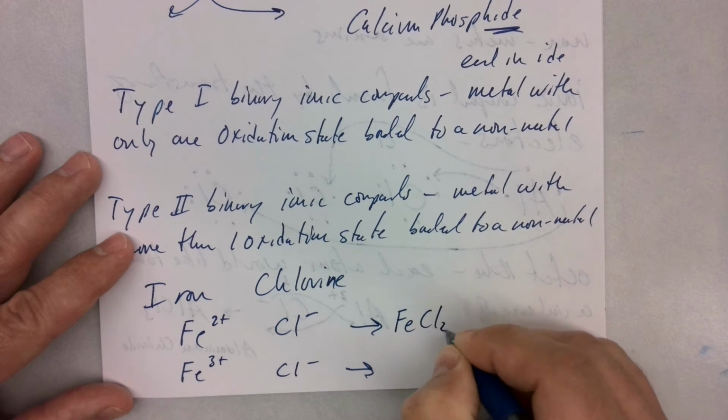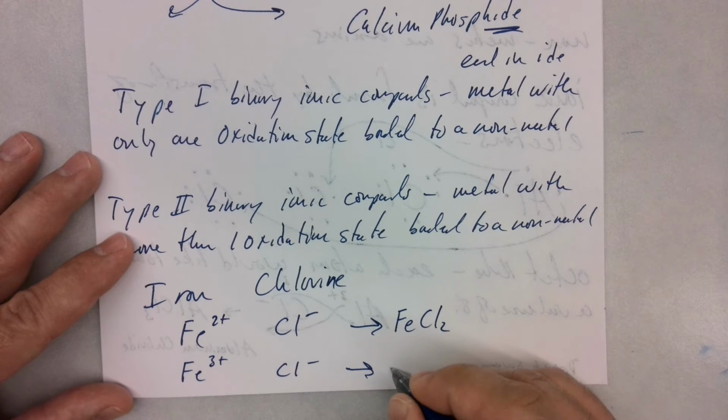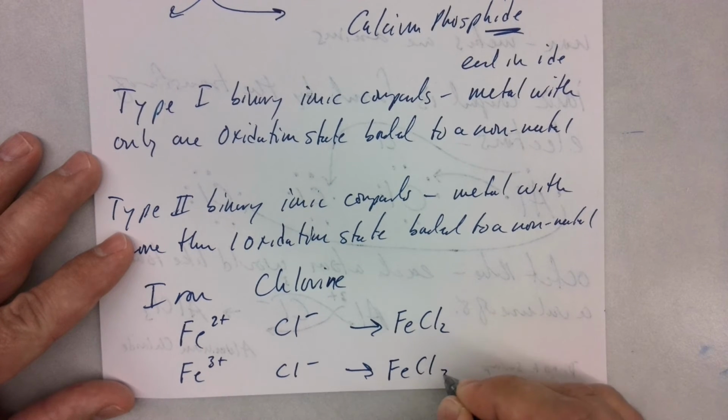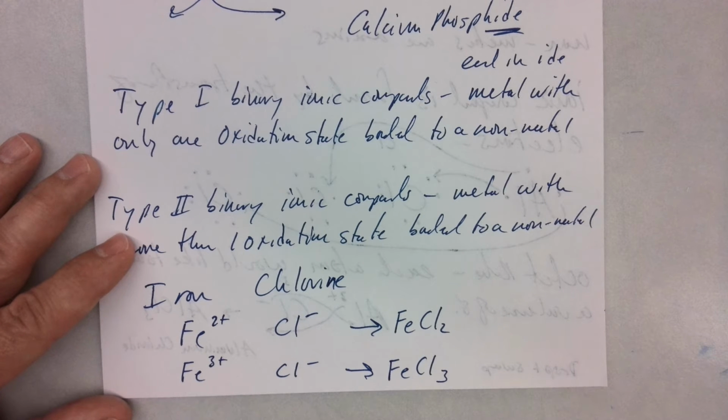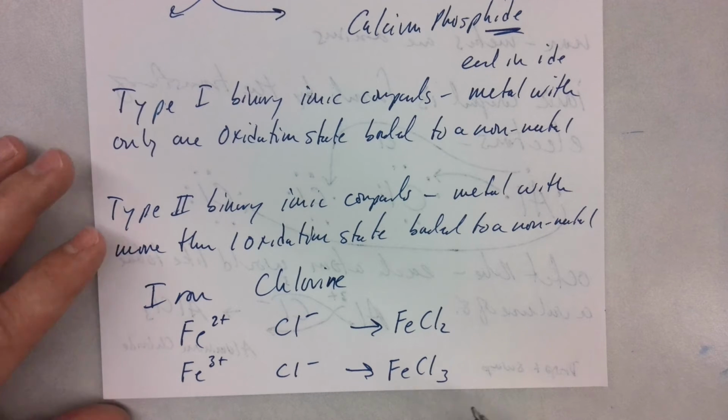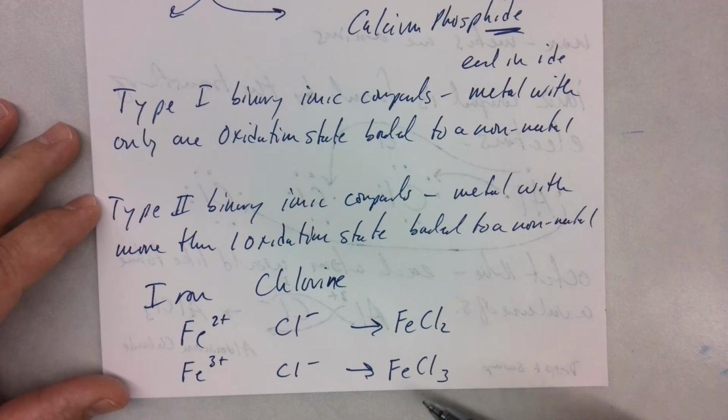FeCl2. FeCl2. What would the bottom one give me? FeCl3. FeCl3. Now, are they different? Yeah, vastly different. Okay? Now, the question becomes how will I tell them apart?